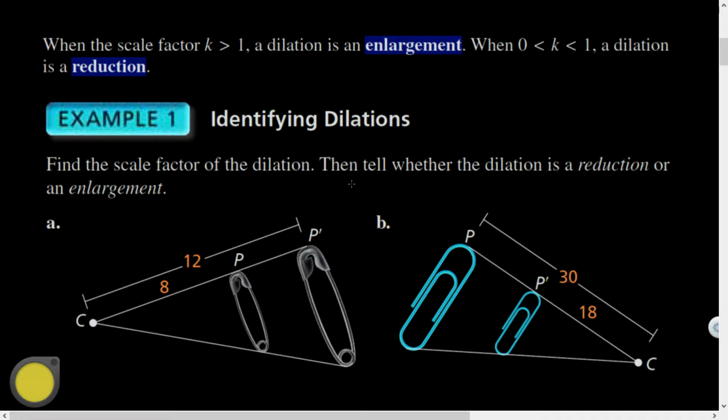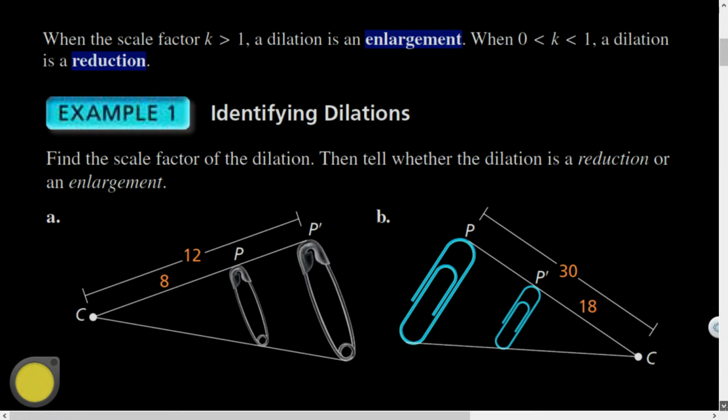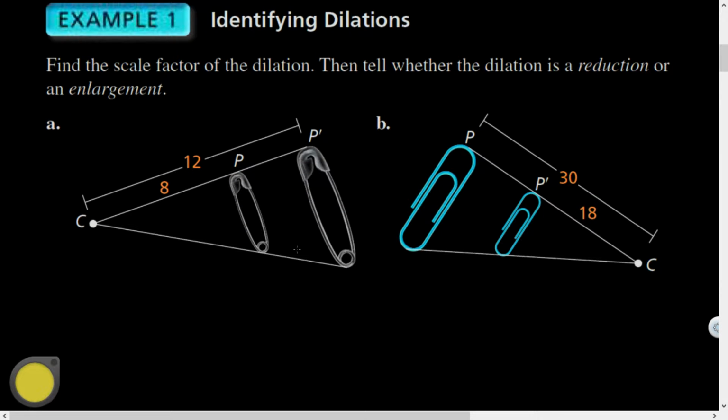Let's see. Find the scale factor of the dilation. Tell whether the dilation is a reduction or enlargement. What are your guys' thoughts for A here? A. Okay, it looks like it's going from P to P prime. P prime looks larger, so I would call that an enlargement. Right? And does anyone have a suspicion regarding the scale factor?